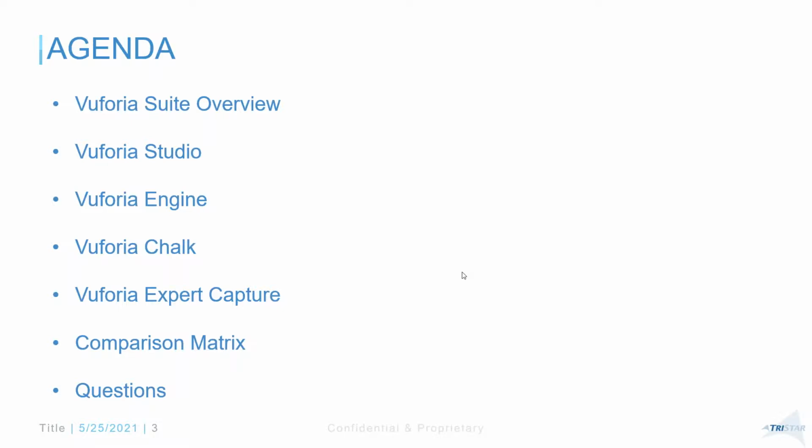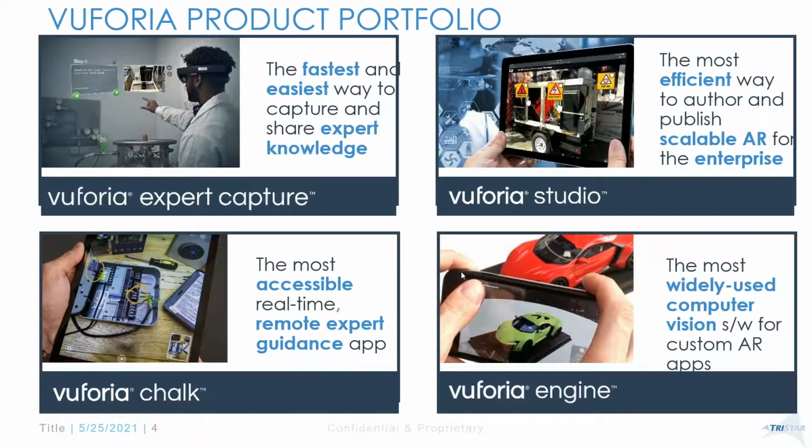So let's get started. The Vuforia portfolio, or suite, has 4 different components. The first one is Expert Capture, a fast and easy way to capture and share expert knowledge. Then we have Studio, a very efficient way to author and publish scalable AR for the enterprise. We have Vuforia Chalk, the most accessible real-time remote expert guidance app. And then we have Vuforia Engine, the most widely used computer vision software for custom AR apps.